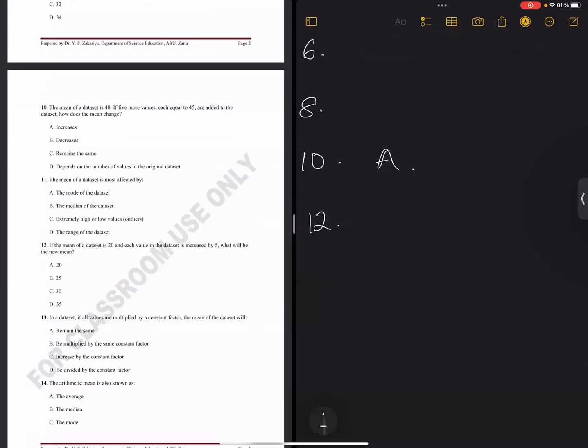If the mean of a data set is 20, this is another interesting one. If the mean of a data set is 20, and each value in the data set is increased by 5, that's 25. What will be the new mean? B, 25. Yes, 25 is the answer.